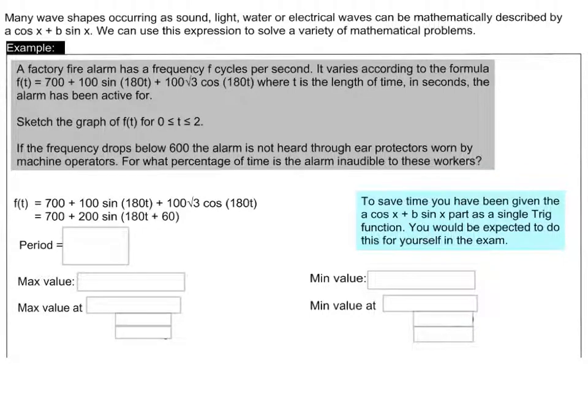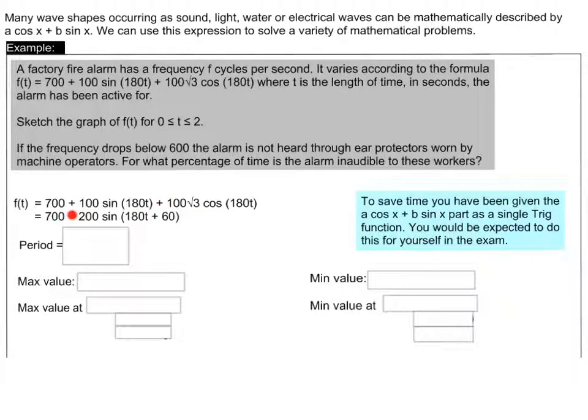Okay, so first things first, sketching the graph. I suppose I've skipped a very important step here in the notes in that I've taken this bit here with the two trig functions, 100 sine 180t plus 100 root 3 cos 180t, and I've replaced it with a single trig function. You'd be expected to do that yourself, as I've said over here. I've left it out to save time when I would be going over this in class and save some space. I think I'll put together another video just reminding you how this step has been done.